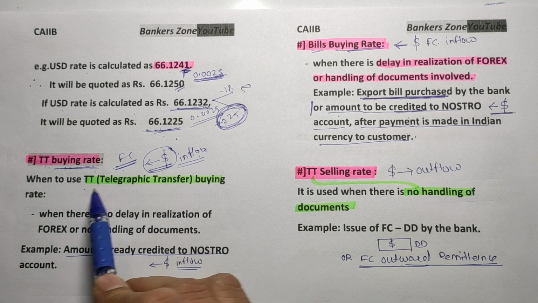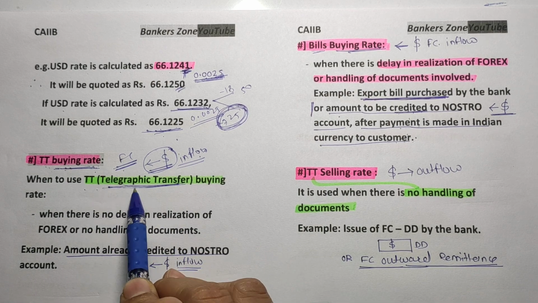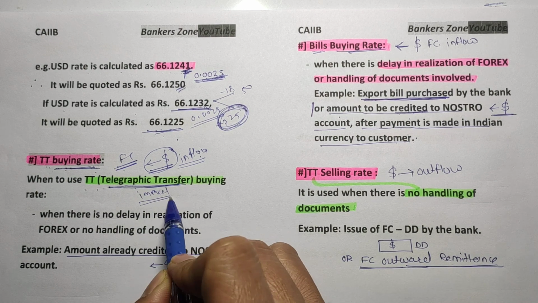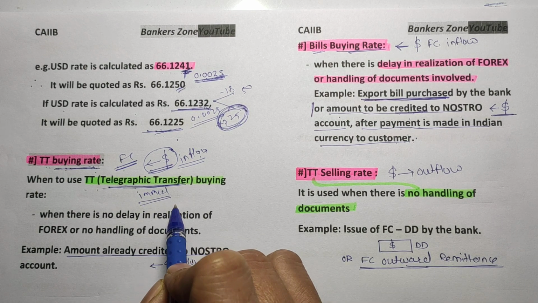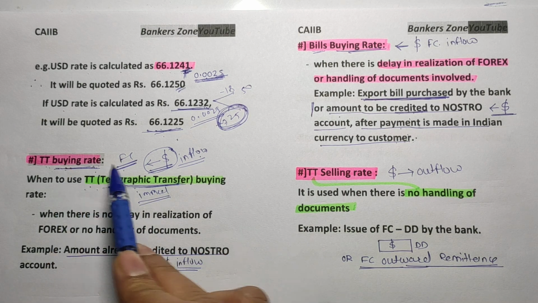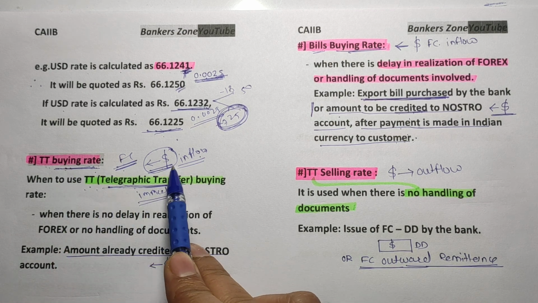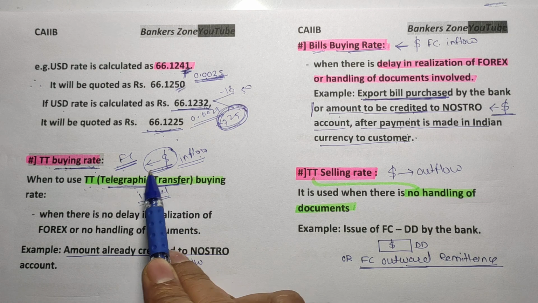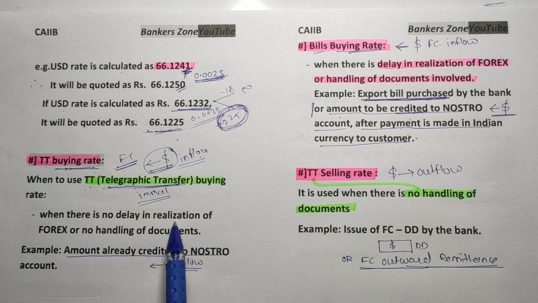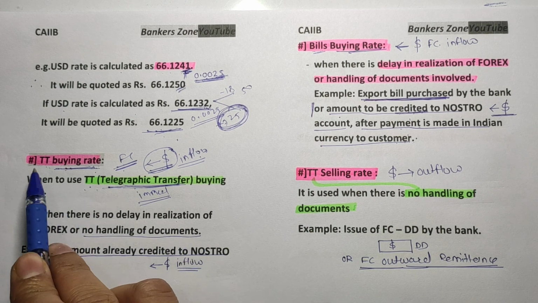Okay, and TT stands for telegraphic transfer. And friends, remember when to use TT: when there is an immediate payment and no documentation is involved, at that time we have to use the TT rate. See friends, when to use the buying rate? When there is an inward flow of foreign currency, right? Buying, that means inward, you can easily remember, where foreign currency is coming to you. And when there is no delay in realization of the forex settlement or no handling of documents, at that time we have to use the TT.